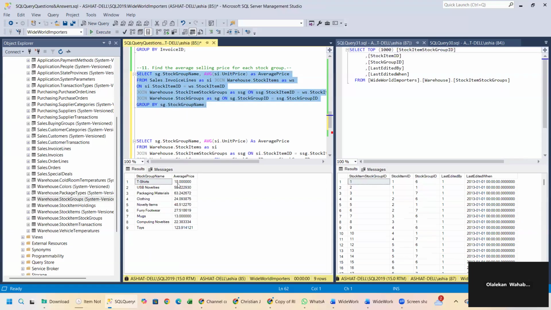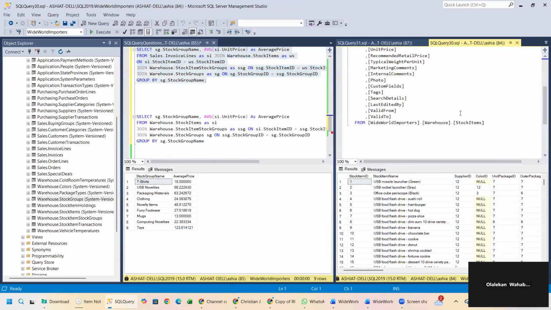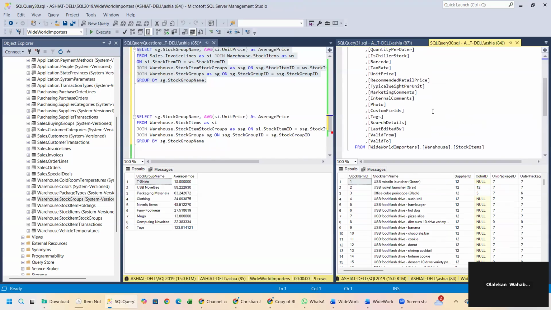Stock group name, 18,000. And another method, I wrote this one, I did not use invoice line. I extract my unit price from stock item. Let's look. Yeah, this stock item, we have unit price here too. So my question now is that from invoice lines, we have unit price, and from stock item, we have unit price.